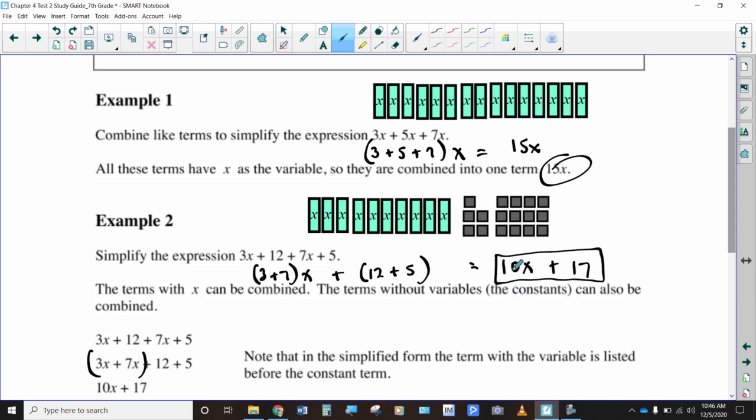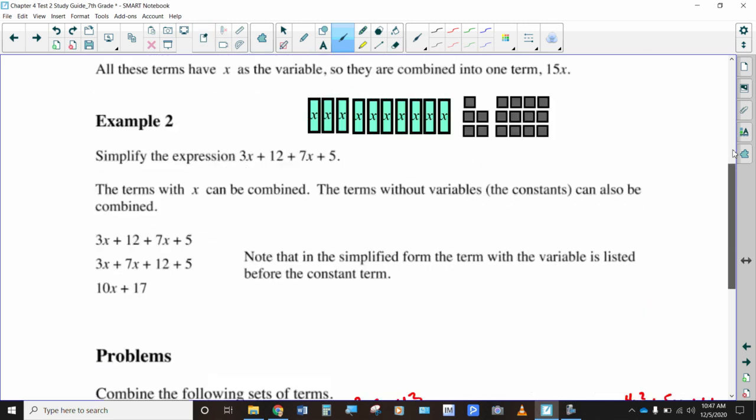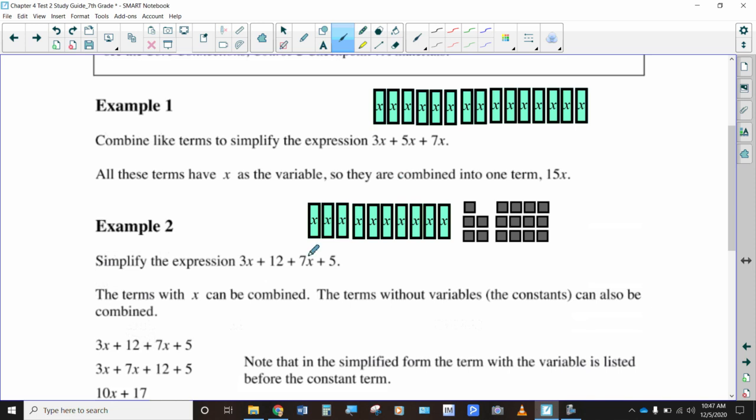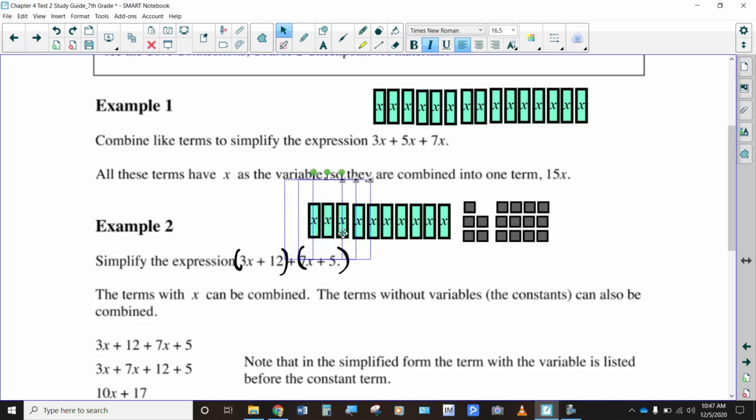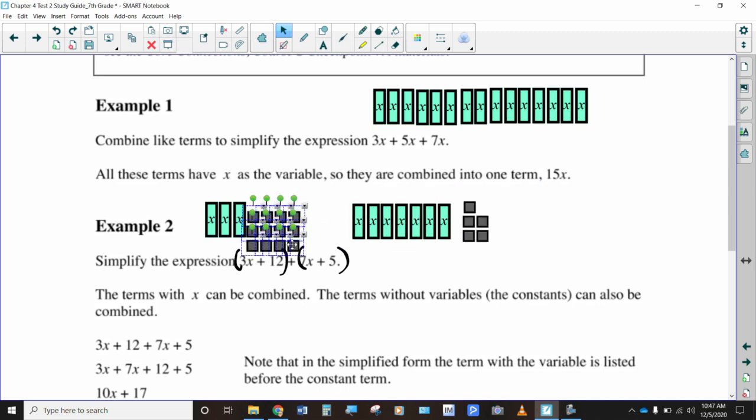Now, I want to make something clear to you. If, did I just erase a bunch of answers? No good. Okay, if you were to say parentheses around these two terms and parentheses around those two terms, that's just telling us how these were grouped to begin with. So this is saying you've got a group of 3 x's and 12 ones, and here is a group of 7 x's and 5 ones.